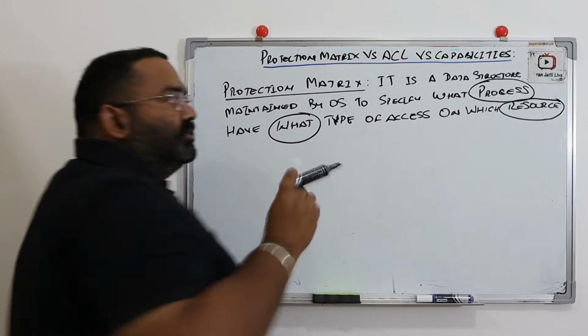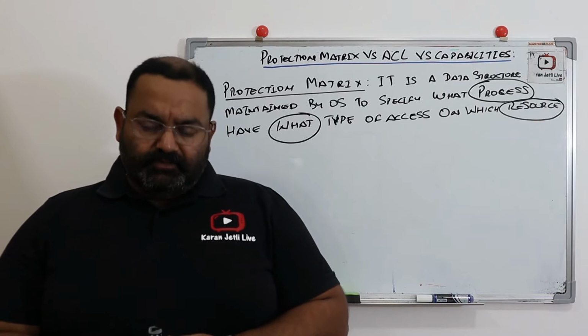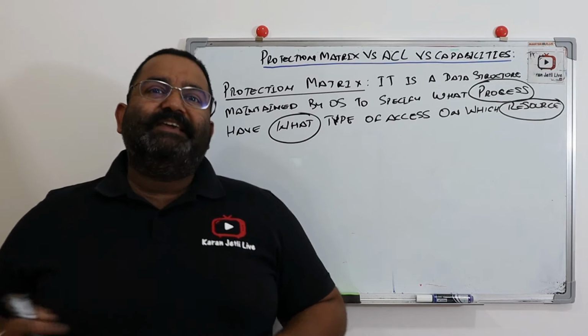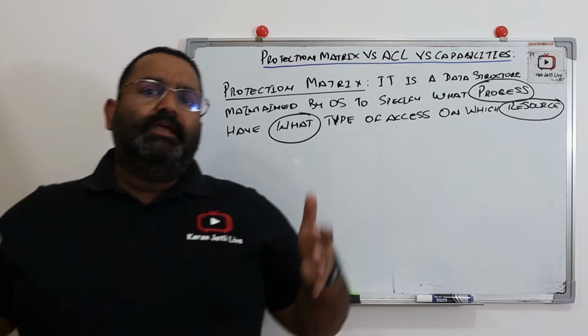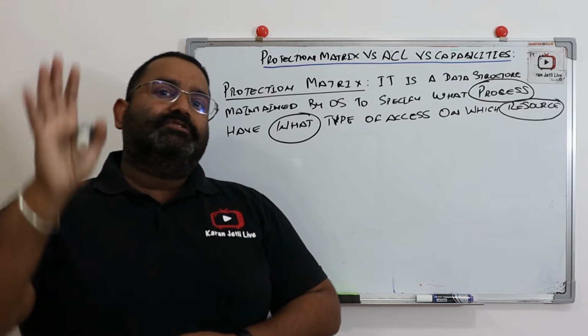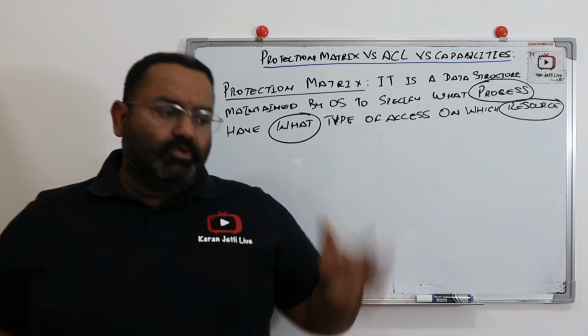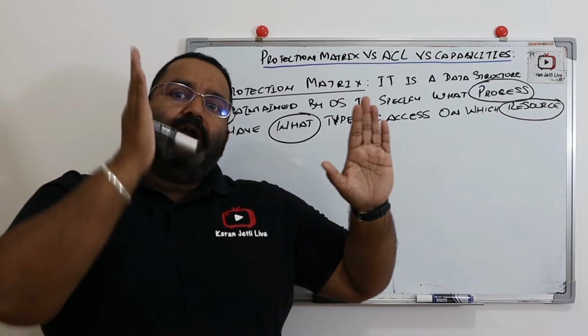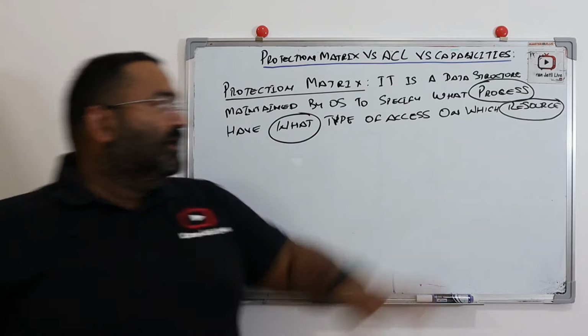Now, guys, if you know how security works, one of the most important aspects of security is access control. What do I mean by access control? It means only the processes which are authorized to access some resources should access those resources, not any other processes. Okay, so what is access control? I have a process, I have a resource, and which process can have what type of access on this resource is specified in a matrix called the protection matrix.